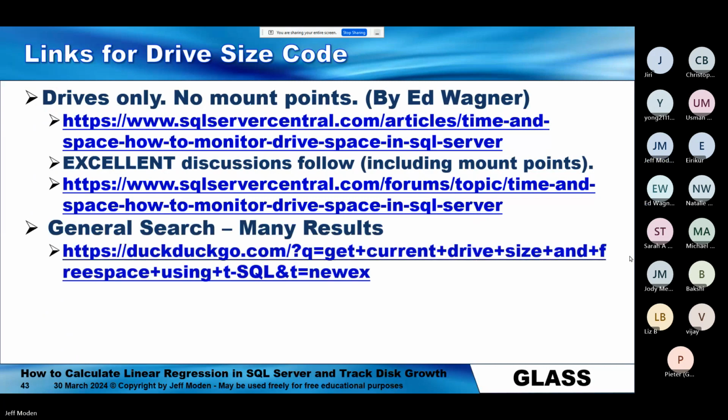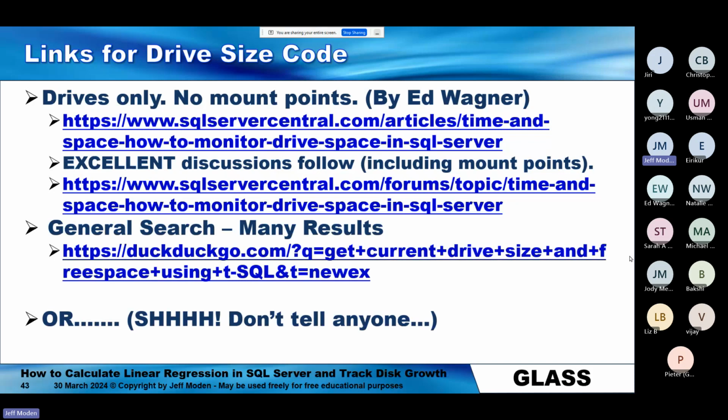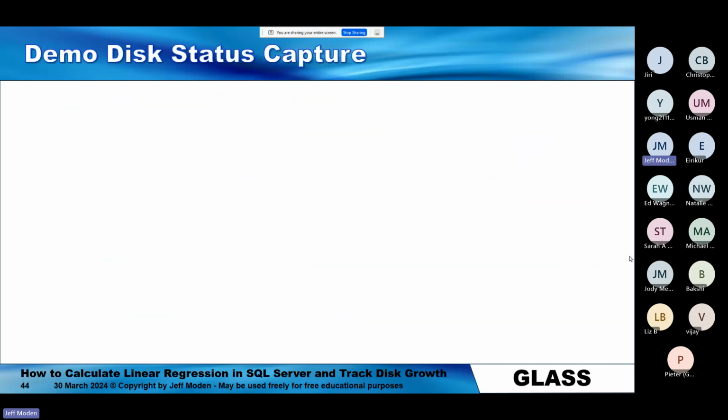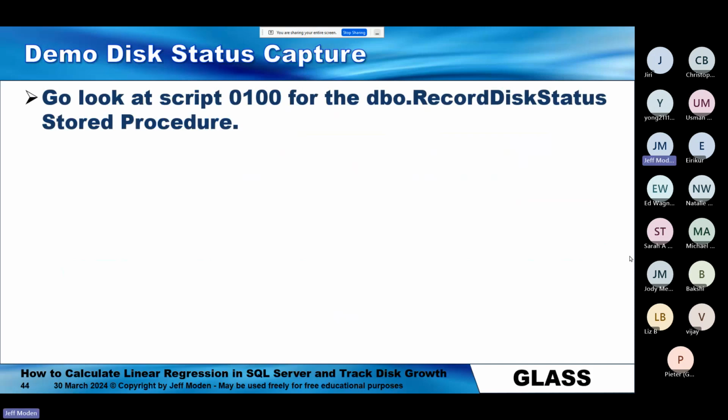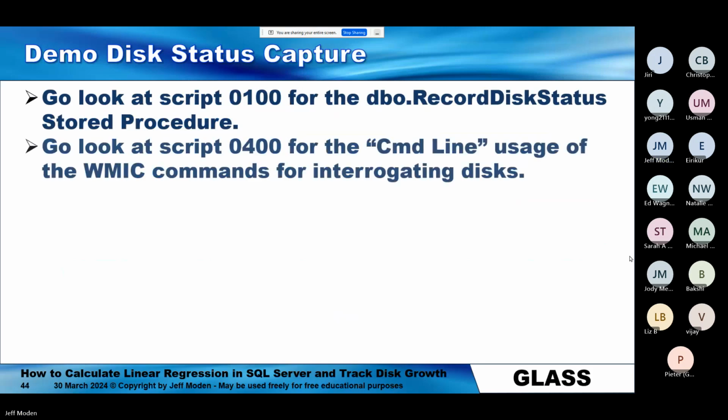And if you do a general search, there's a whole bunch of different things. Or don't tell anyone, you can do it my way. We're going to go look at script 100 for the record disk status stored procedure. And we're going to look at script 400 for some command line usage, WMIC commands to interrogate the disk with. And you can either use PowerShell, or, the shush part is, I don't bother with PowerShell. I call it through XP Command Shell.